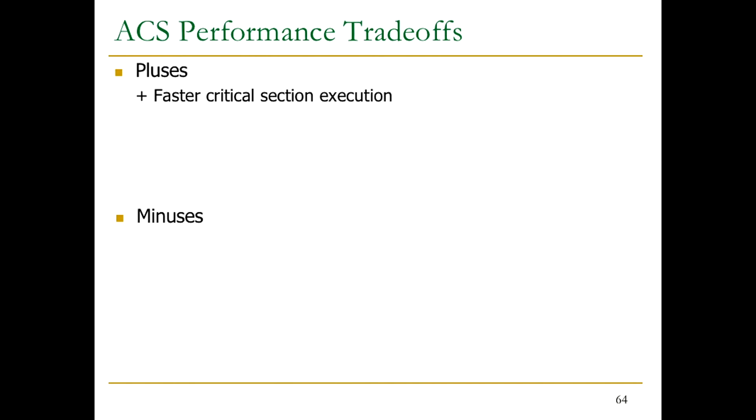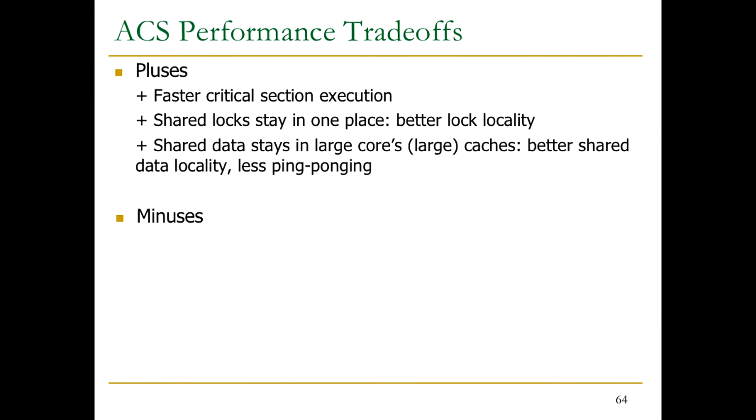Because the large core is exploiting instruction-level parallelism. So this is not always true also. So ideally, you need to estimate when you get benefit from this. The other plus, big plus, is shared locks stay in one place, which is the large core's, hopefully large, caches. As a result, you get better lock locality, no ping-ponging of the locks. And shared data stays in large core's large caches, also a better shared data locality, less ping-ponging again. That's the benefit of localizing execution on shared data.